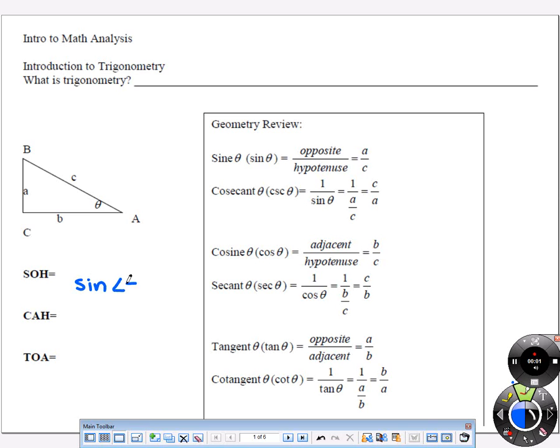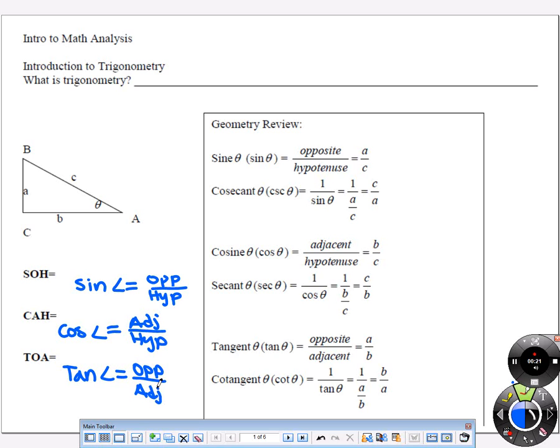that the sine of an angle is equal to the opposite over the hypotenuse, that the cosine of an angle is equal to the adjacent over the hypotenuse, and the tangent of an angle is the opposite over the adjacent. Okay. And it totally depends on perspective.